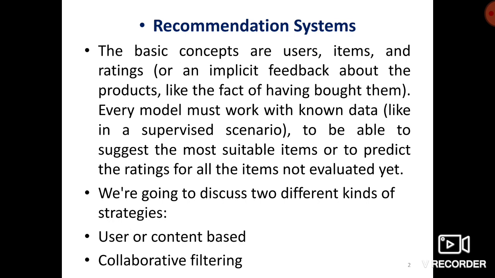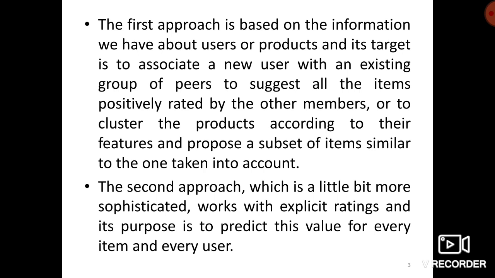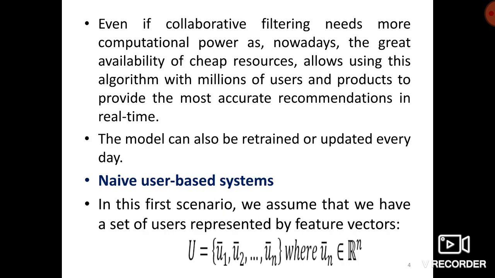We are going to discuss here two different kinds of strategies: user or content based, and the second one is collaborative filtering. The first approach is based on the information we have about the user or products and its target: associate the new users with the existing group of peers to suggest all the items positively rated by the other members, or to cluster the products according to their features and propose a subset of items similar to one taken into account. The second approach, which is a little bit more sophisticated, works with the explicit type of rating and its purpose is to predict this value for every item and every user.